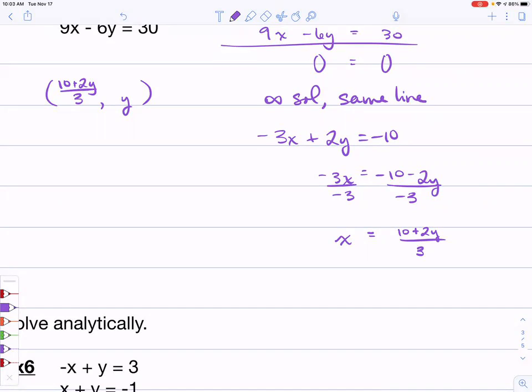So that's the coordinate that my lab will ask you for. But ultimately, in English, this means, hey, these two are the same line. I have an infinite number of solutions here because those two lines cross at every one of their points.